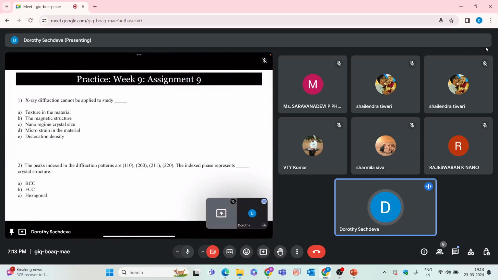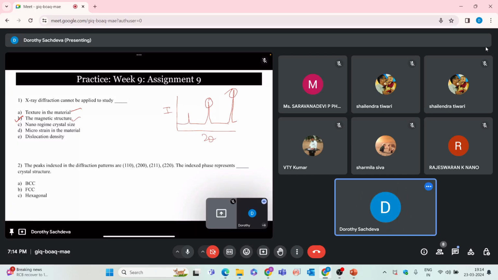Texture in the material can be told, no, Shailendra? We discussed, I guess. If you have your intensity versus 2 theta X-ray plots like this, if one peak is having a very high intensity as compared to others, that means that it is textured along that plane. So this texturing could be answered. The right answer is the magnetic structure. So B is the correct answer for this question. This cannot be answered using X-ray diffraction.